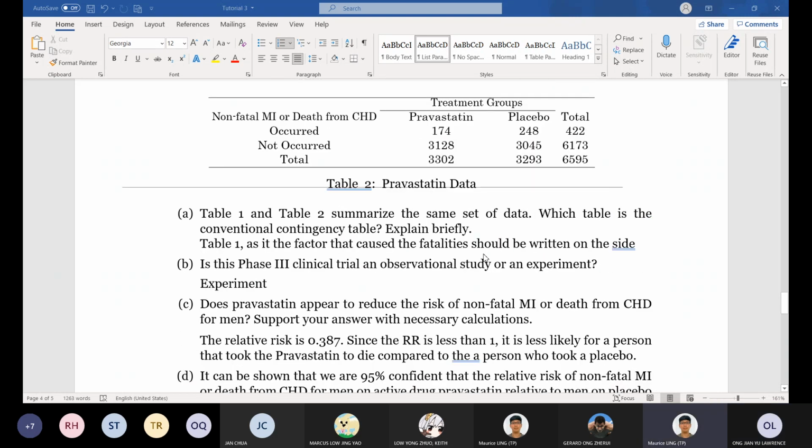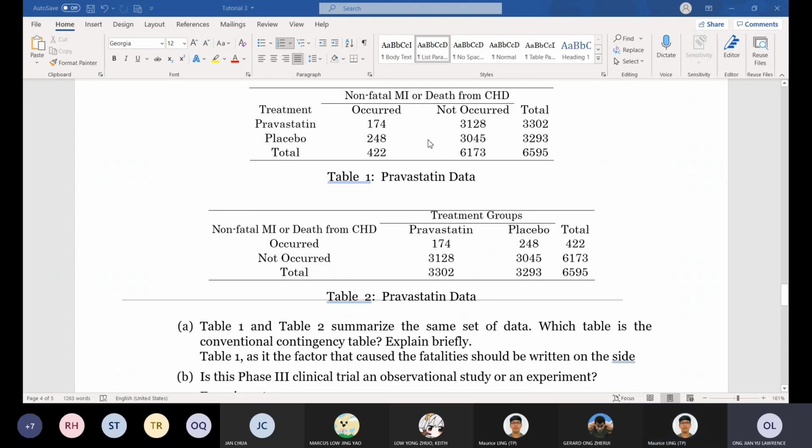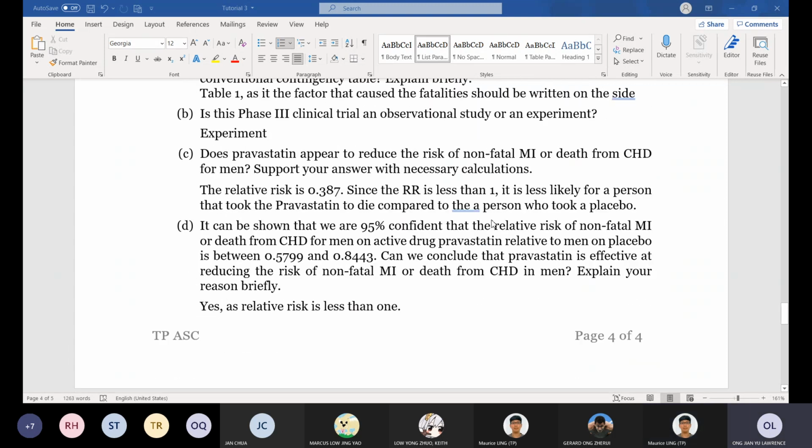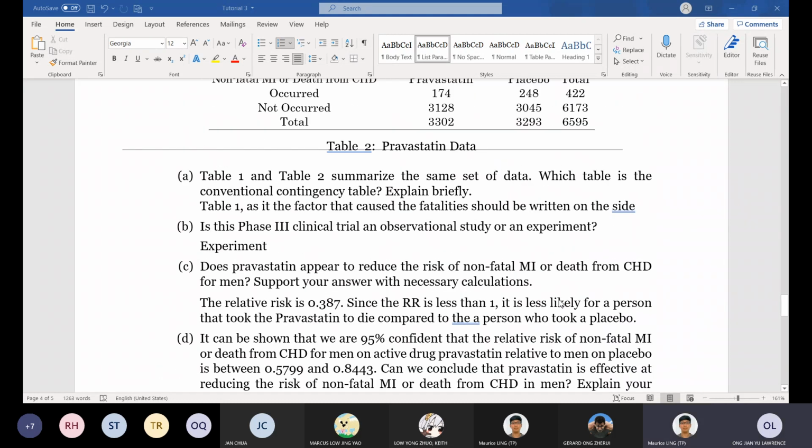So how do you calculate the relative risk? From table 1, I took 174 divided by 3302, and then divided by 248 divided by 3293. Correct, that's how you calculate relative risk. So how do you explain your results? I said the relative risk is less than 1, therefore it's less likely for the person that took the drug to die compared to the person who took a placebo.